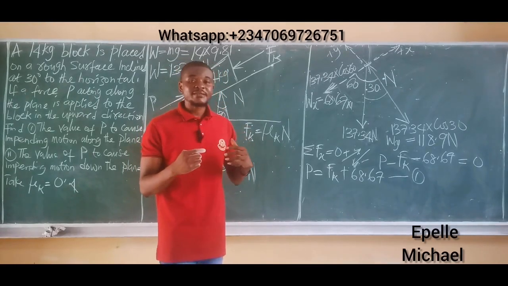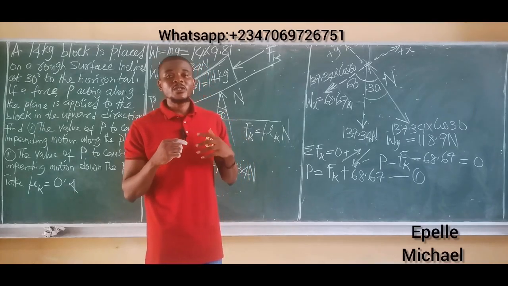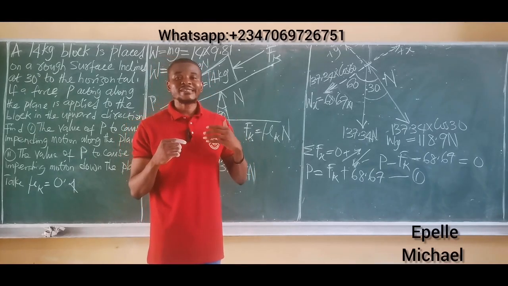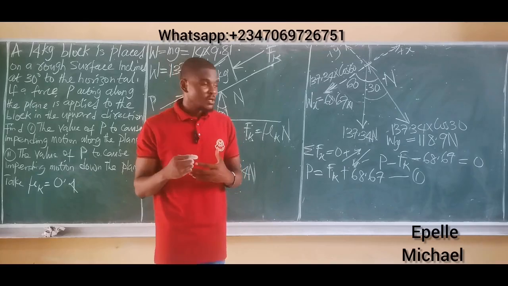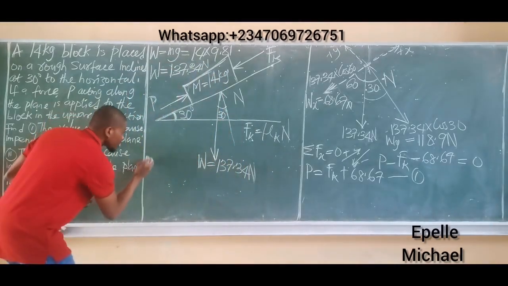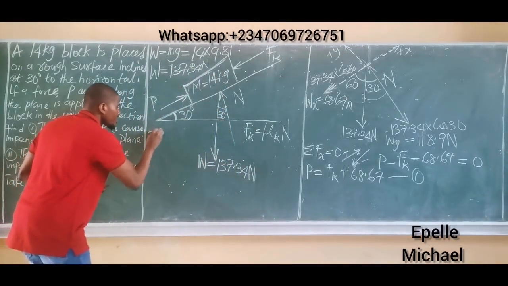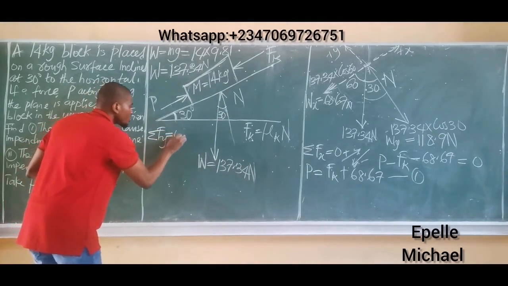Okay, so I explained that in order to find the normal reaction, all you need to do is simply consider the second equilibrium law, which is summation of vertical force is equal to 0. So the second equilibrium law, summation Fy is equal to 0.